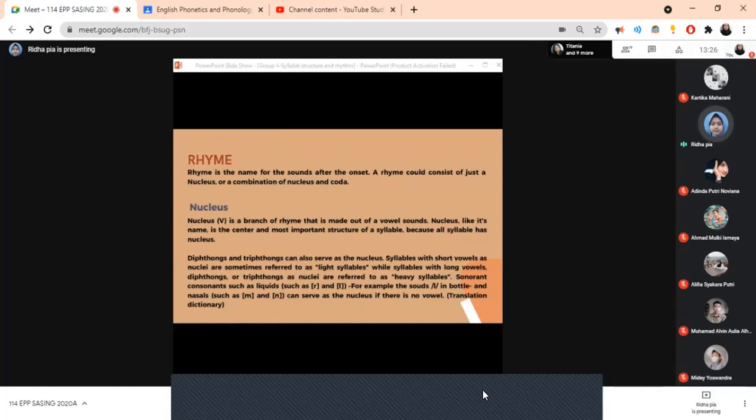Syllables with short vowels as nuclei are sometimes referred to as light syllables, while syllables with long vowels, diphthongs or triphthongs as nuclei are referred to as heavy syllables. Sonorant consonants such as liquids, r and l, for example the sound l in battle, and nasals, such as m and n, can serve as the nucleus if there is no vowel.